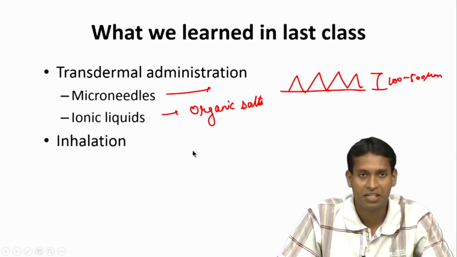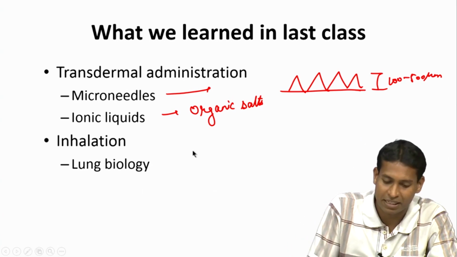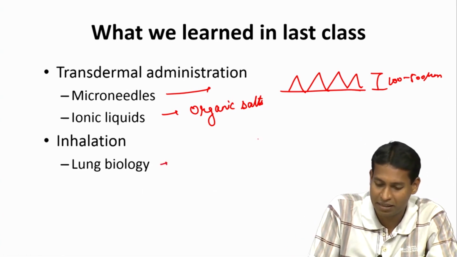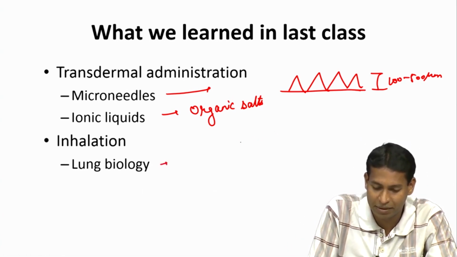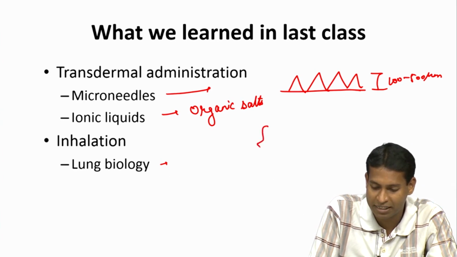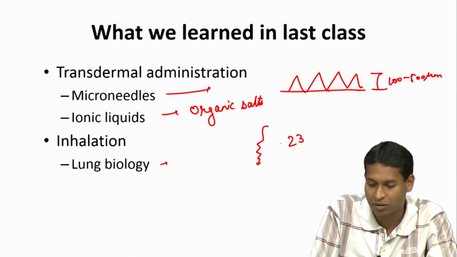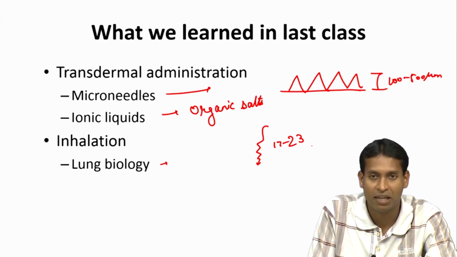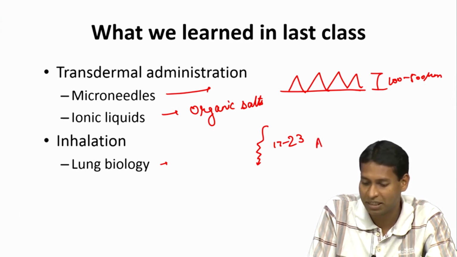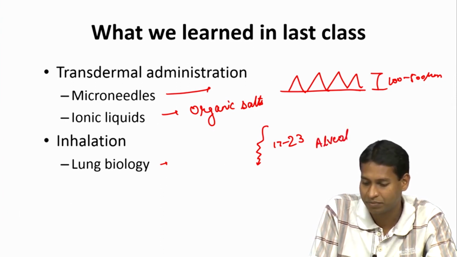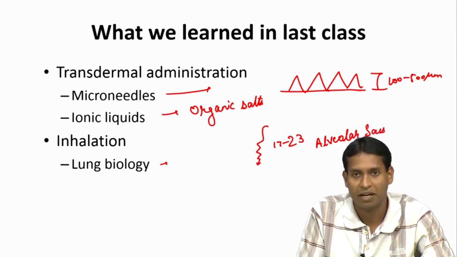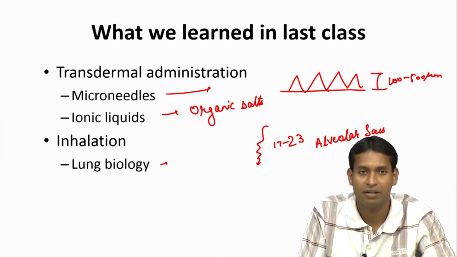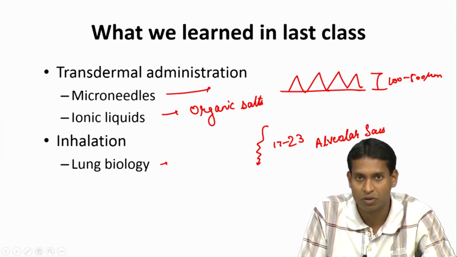And then we started inhalation, where first we discussed lung biology, where we said that once you inhale, the air has to bifurcate several times, almost 17 to 23 times, before it reaches the final compartment, which is nothing but the alveolar sacs, which are surveyed by macrophages quite a lot, and this is where the major absorption of the drugs happens.